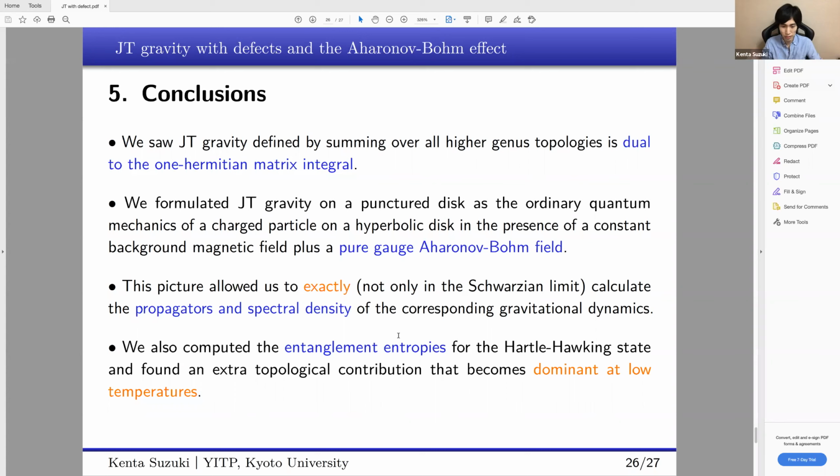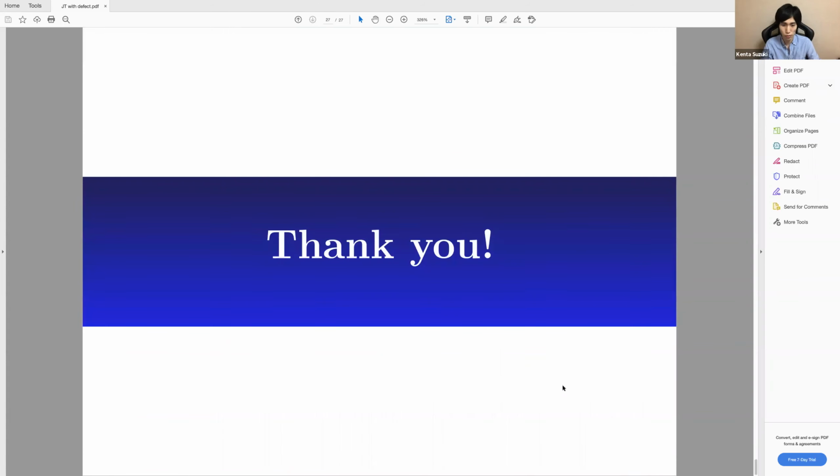And then finally, we discussed the entanglement entropy of Hartle-Hawking states of this topology, and then we discovered some extra topological contribution that becomes dominant at low temperature. Okay, so that's all for my talk, and thank you for your attention.